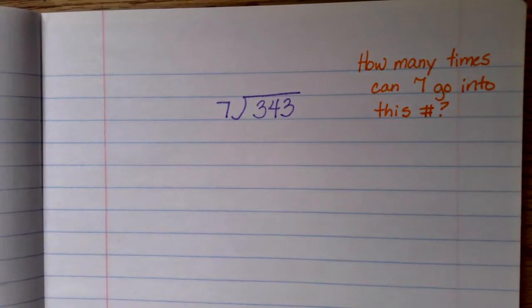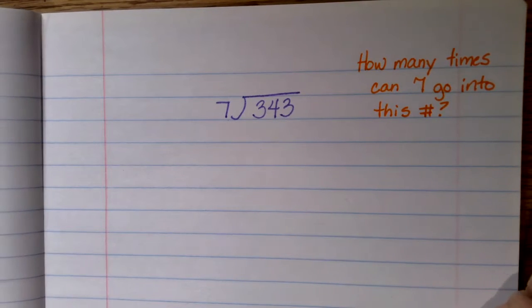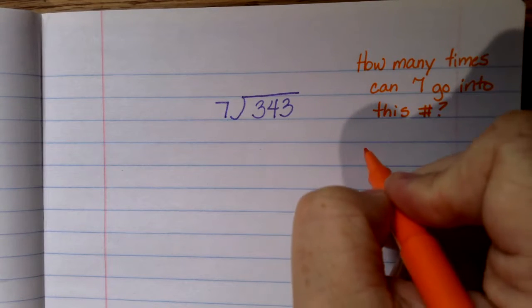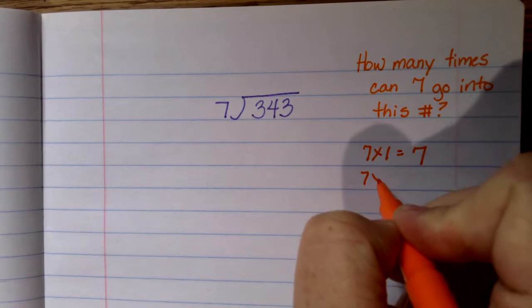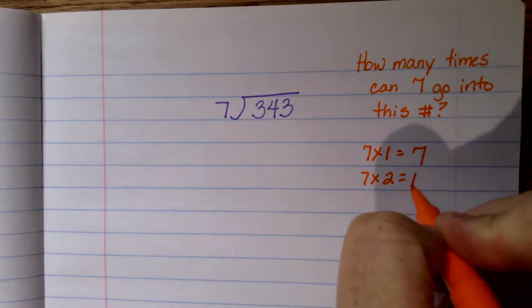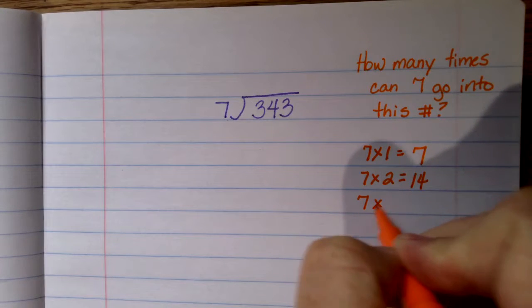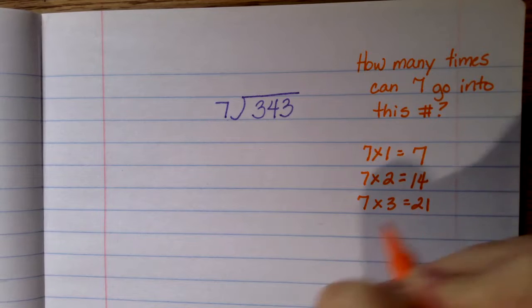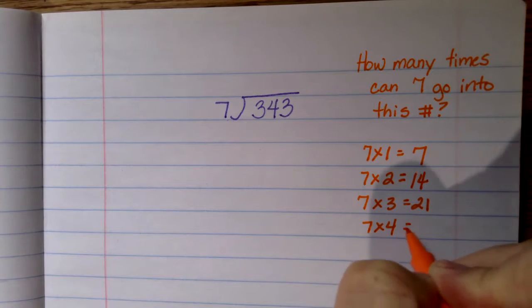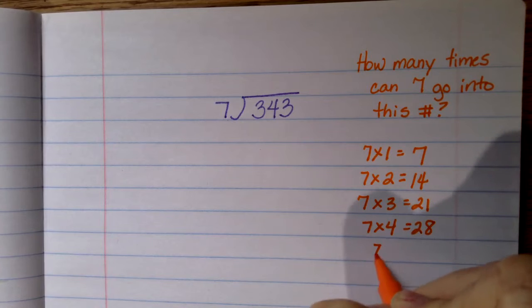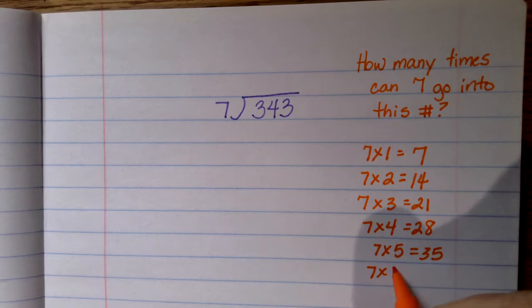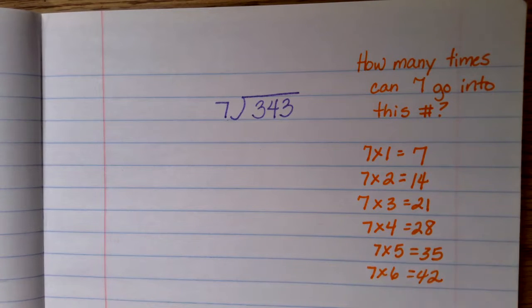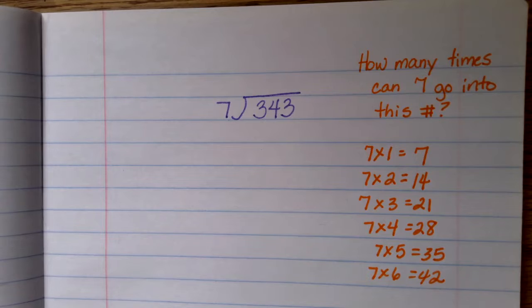One of the ways that we look at that is we look at the 7 times table. That's exactly what it means. So we know that 7 times 1 equals 7, 7 times 2 equals 14, 7 times 3 equals 21, 7 times 4 equals 28, 7 times 5 equals 35, 7 times 6 equals 42, and we'll see if we need to keep going on from there.